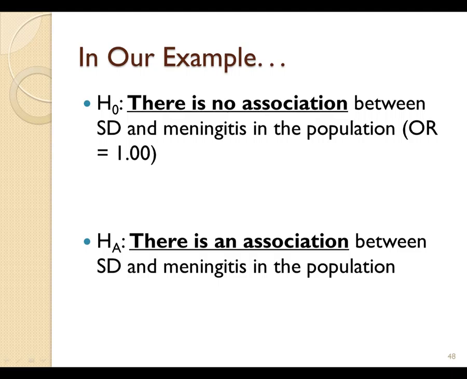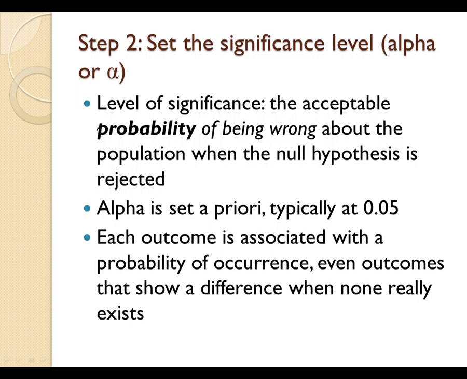So in our example, for our first step, we must construct our null and alternative hypotheses. The null hypothesis, remember, is always a statement of no difference, while the alternative hypothesis states the difference. So here, our null hypothesis is that there is no association between SD and meningitis. And our alternative hypothesis is that there is an association between SD and meningitis.